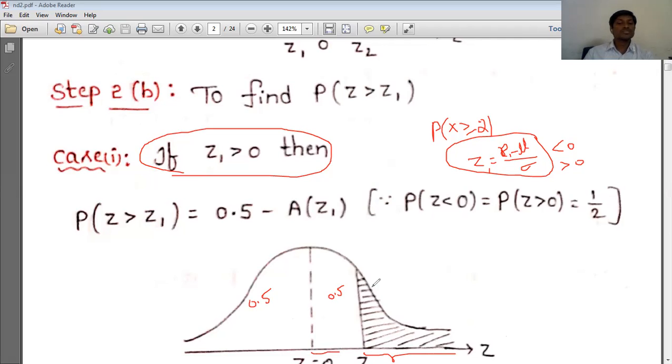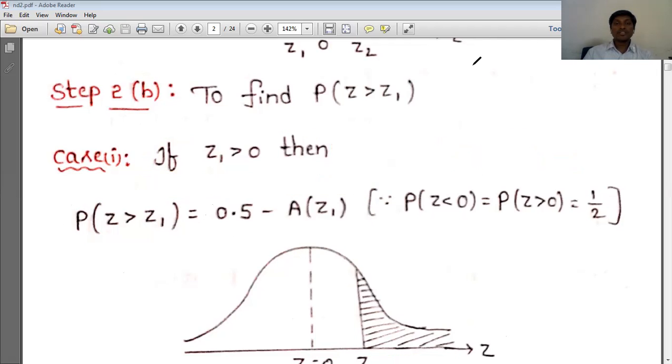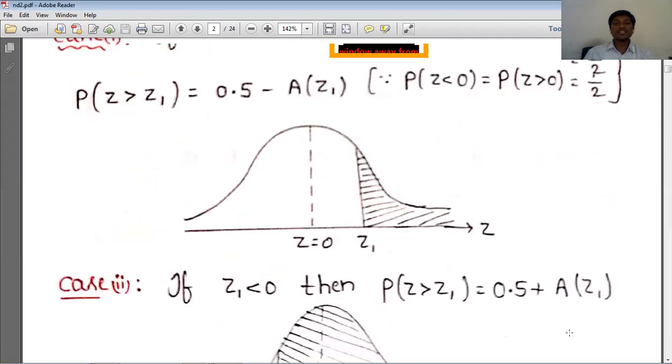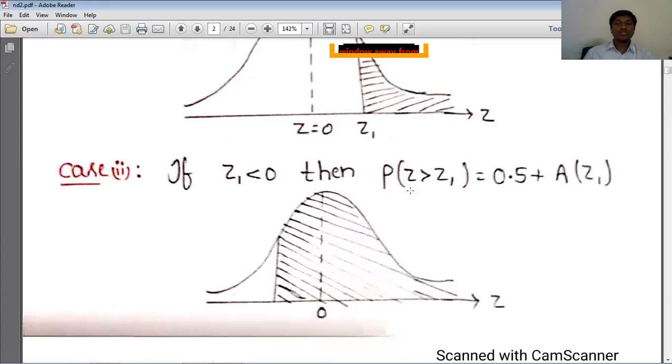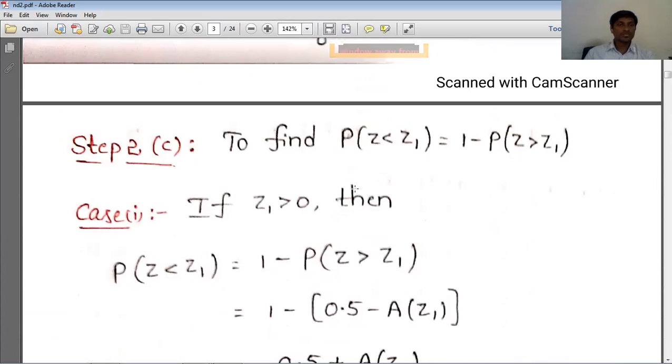Okay, so this one we are taking: P of z greater than z1 is equal to 0.5 minus area of z1. Okay, next, if z1 is less than 0, then P of z greater than z1 is equal to 0.5 plus area of z1. Okay. Next, that is for step 2.